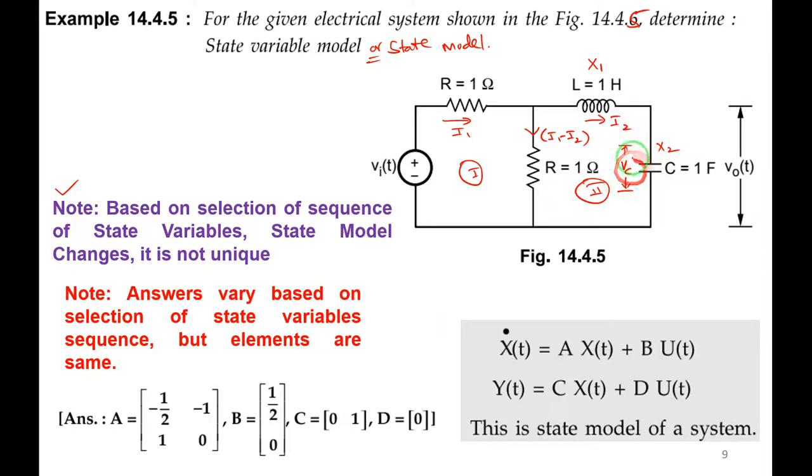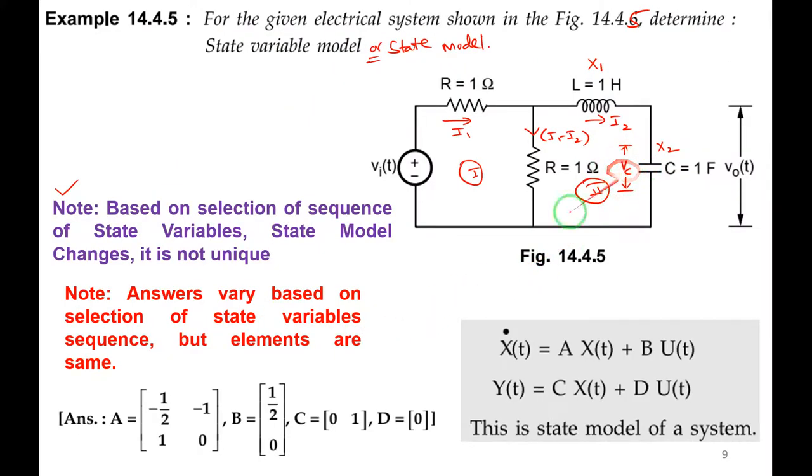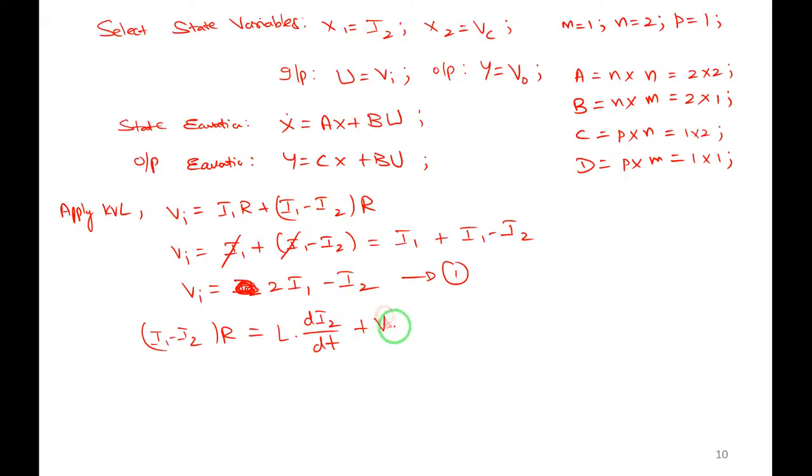Next, the voltage across this capacitor, I can take it as Vc directly, right? Voltage across this capacitor is Vc, plus Vc. Let me substitute. What is R here? I1 minus I2. R is 1 ohm, so I will not write it. What is L? It is 1 Henry. So di2 by dt plus Vc. Call this equation 2. Is it fine? Okay. So we have equation 1 and 2.